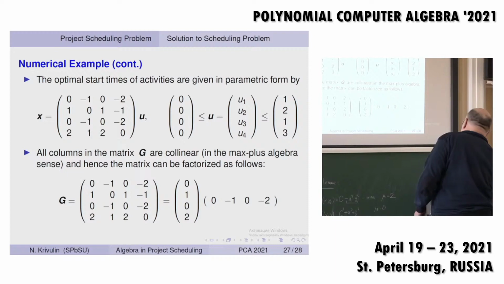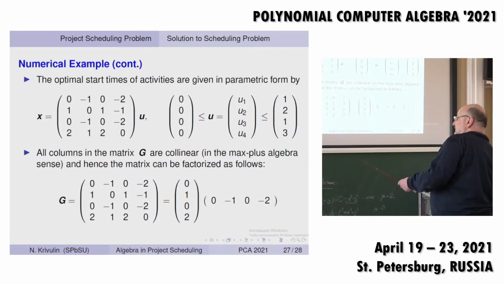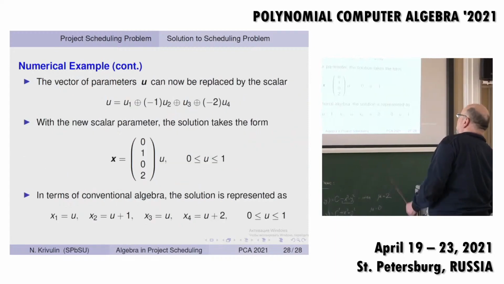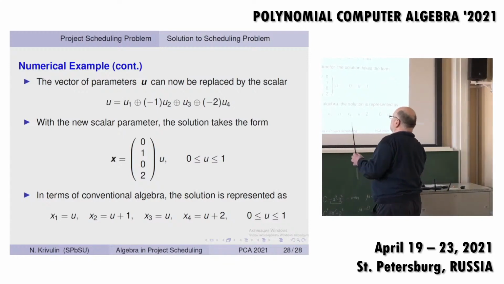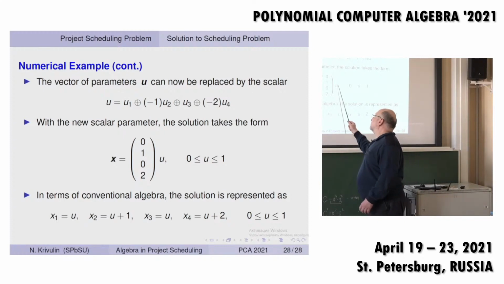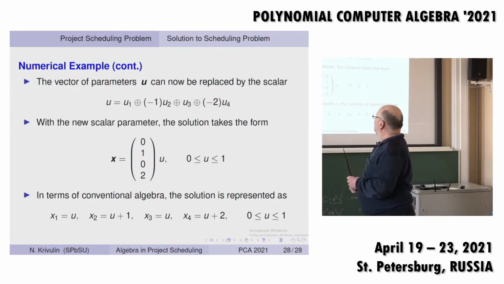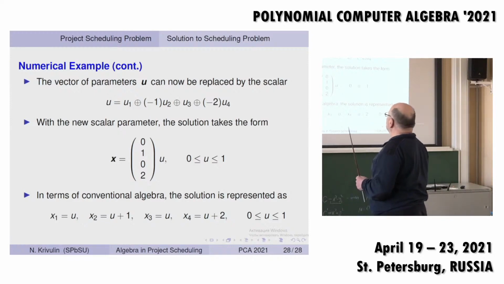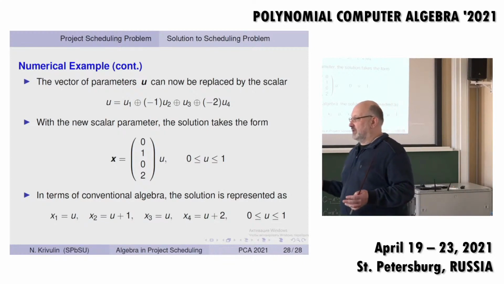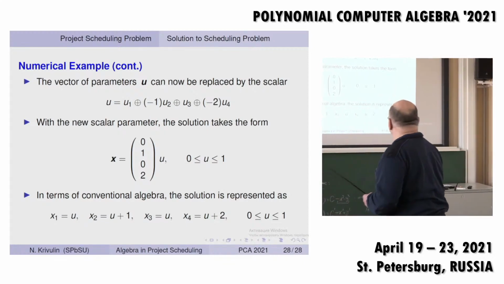We can see that these columns are collinear in the max-plus algebra sense, and using this fact, we can simplify. We can take only one column of the matrix and have the solution written in this way. And the last line shows how the solution looks in scalar form. This is the last slide.